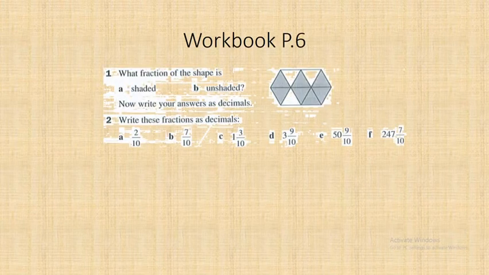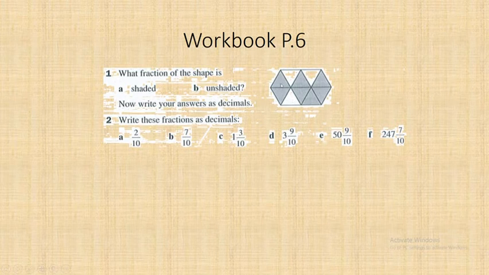So let's start. Here in the first question, page 6, he's asking what fraction of the shape is shaded. So let's count them: 1, 2, 3, 4, 5, 6, 7. So it's 7 shaded shapes. If you try to write it down as a fraction, the fraction is a part of a whole, as you all know.